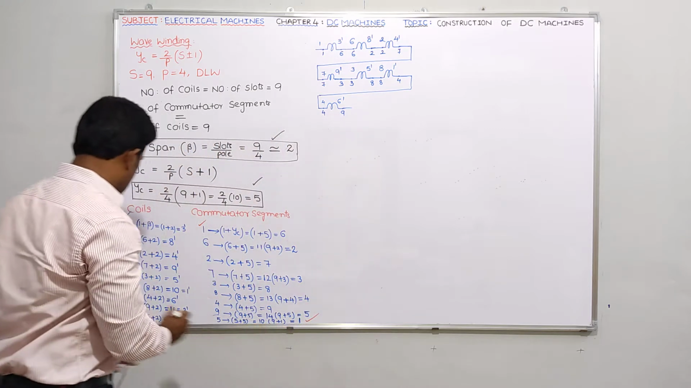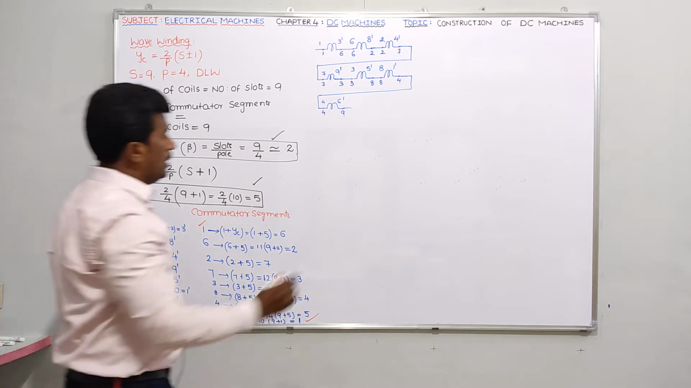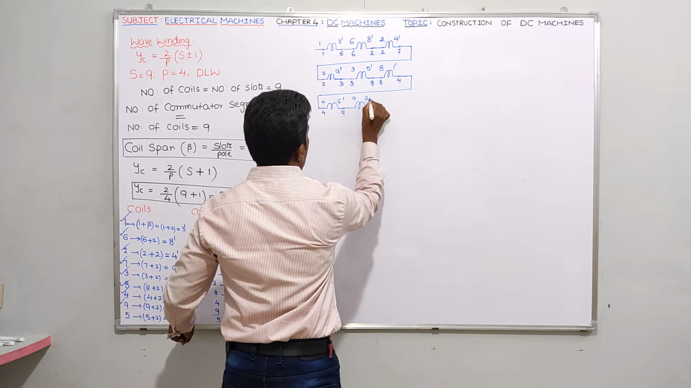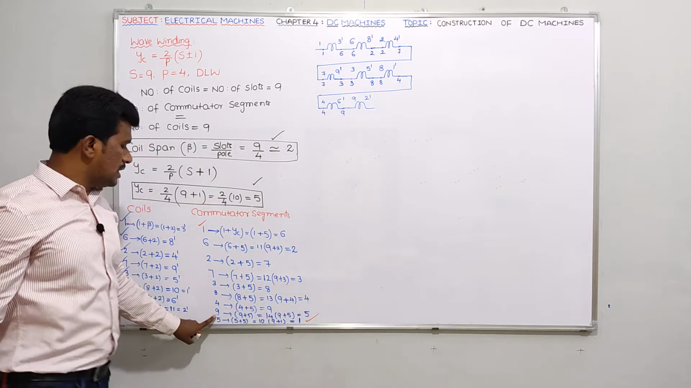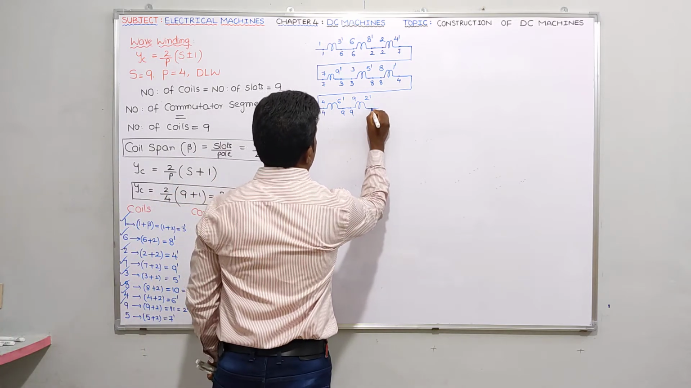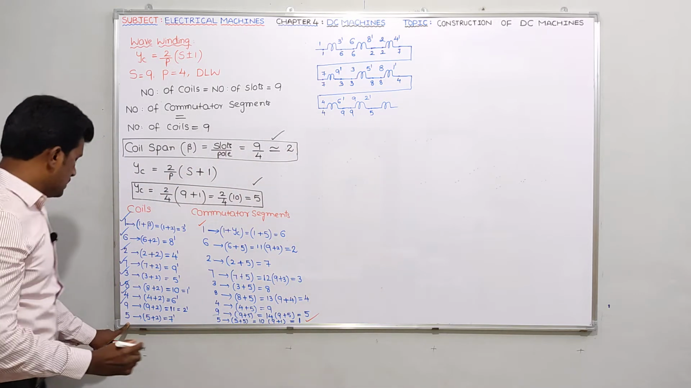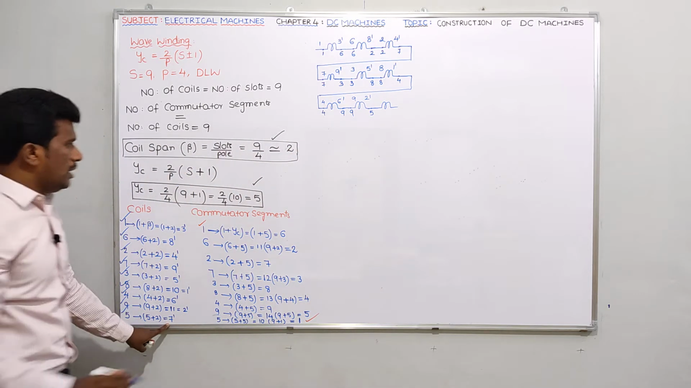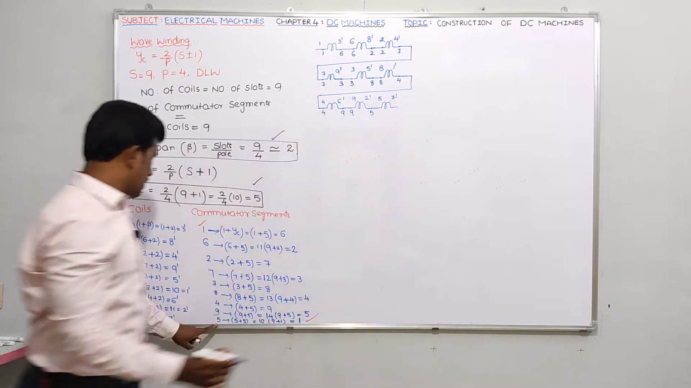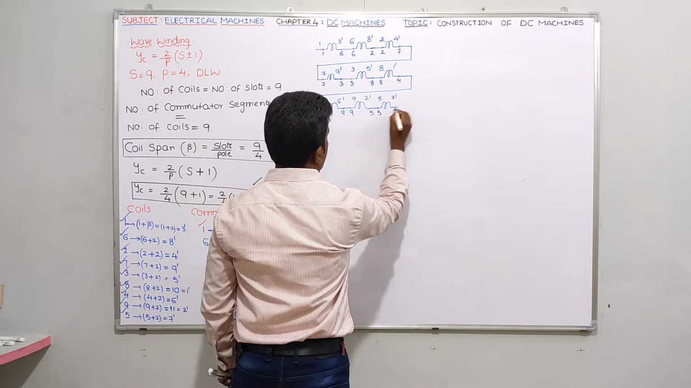Okay, next I can say this one. What is that? 9 2 dash is the coil connected between the ninth segment and the fifth segment. Next, the last coil. 5 7 dash is the coil connected between the fifth segment and the first segment.